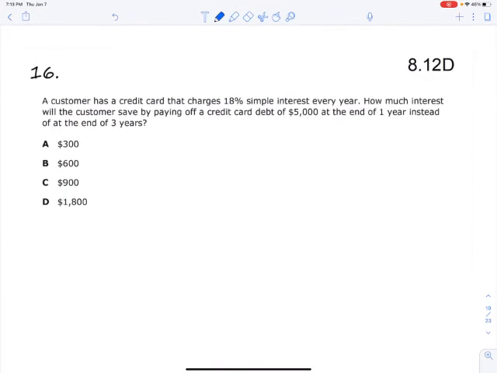Okay. Number 16. A customer has a credit card that charges 18% simple interest every year. How much interest will the customer save by paying off a credit card debt of $5,000 at the end of 1 year instead of at the end of 3? Okay, so this is a simple interest problem. So that means we pull out our simple interest equation. I is equal to P R T. I for interest, P for principal, R for rate in decimal form, and T for time in years.